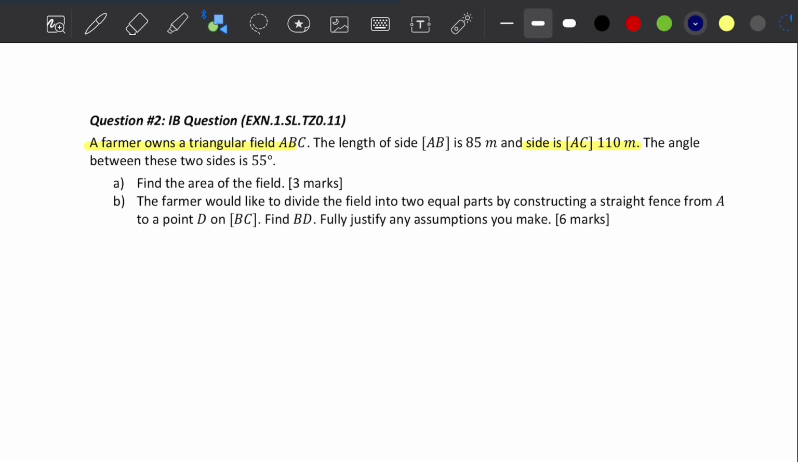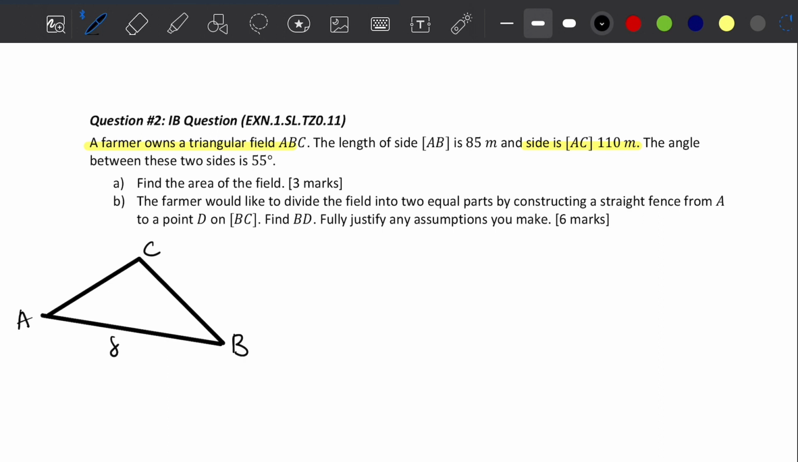Okay, so I'm going to say we have a triangular field that looks like this, and let's say these are the points A, C, and B. Then we can say that the side AB is 85 meters and side AC is 110 meters. The angle between these two sides is 55 degrees. So question A, we need to find the area of the field. So this is a non-right triangle.